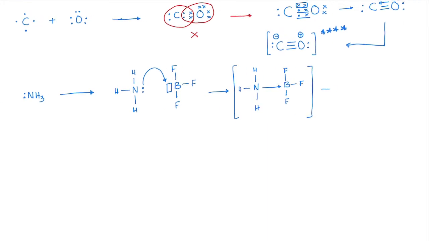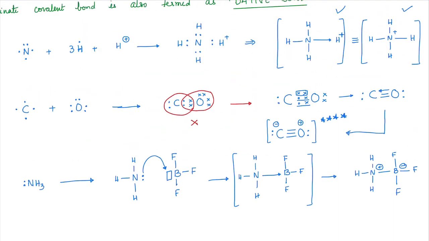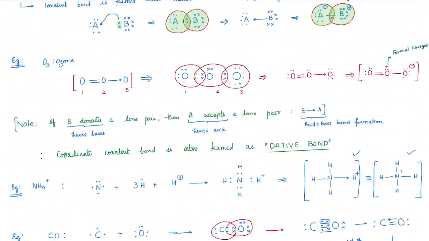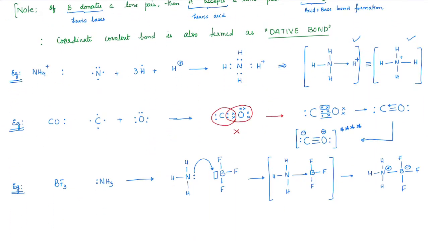This is writing in dative style. If you write it in purely covalent style, how do we write that? H, H, H, B, F, F, and F here. Since boron has gained an electron, it will get minus charge. Nitrogen has lost an electron, it will get plus charge. So this is a representation. Guys, you understood this, right? So this is about coordinate covalent bond. This part is very important, how to write the dative bonds.